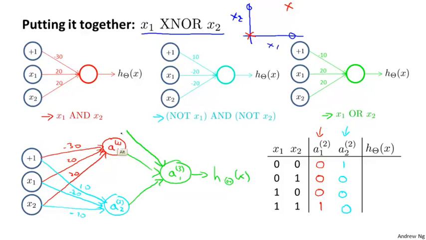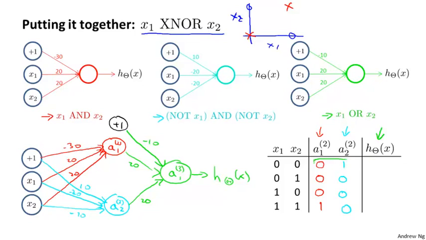And I'm going to need a plus 1 bias unit here, so I draw that in. And I'm going to copy over the weights from the green network, so that's minus 10, 20, 20. And we know earlier that this computes the OR function. So let's fill in the truth table entries.